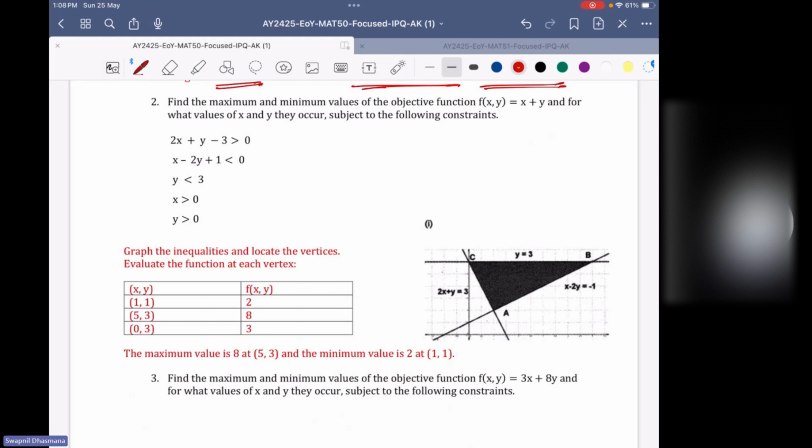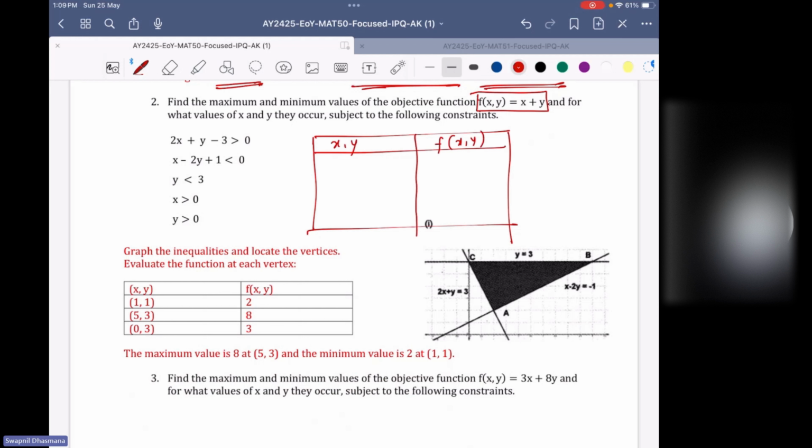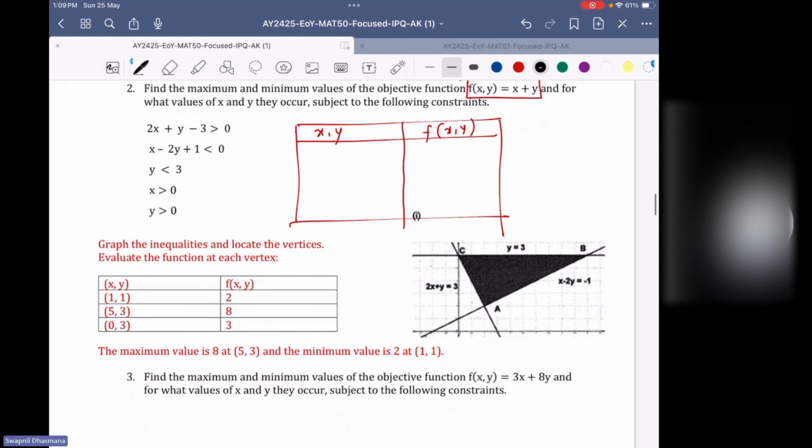This is a bounded region. The function is given in the question, so you have to use this. There are 5 equations. You will make a table again. So this is going to be xy, this is going to be f(x,y). So you will take the vertices. I think in this case you will have to count them.